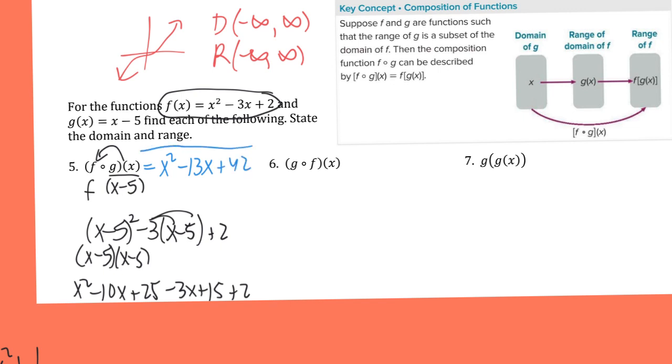The domain would be all real numbers. The range, you'd have to use your graphing calculator to find the lowest or highest point. I believe the lowest point is negative 0.25 up to infinity. So that's f of g of x.